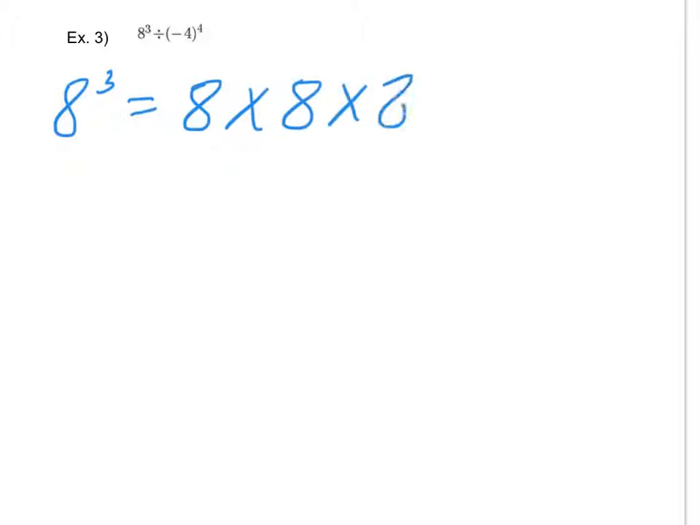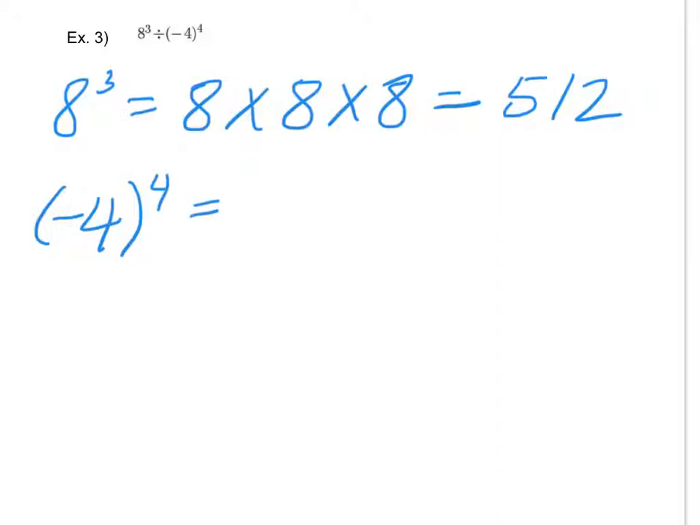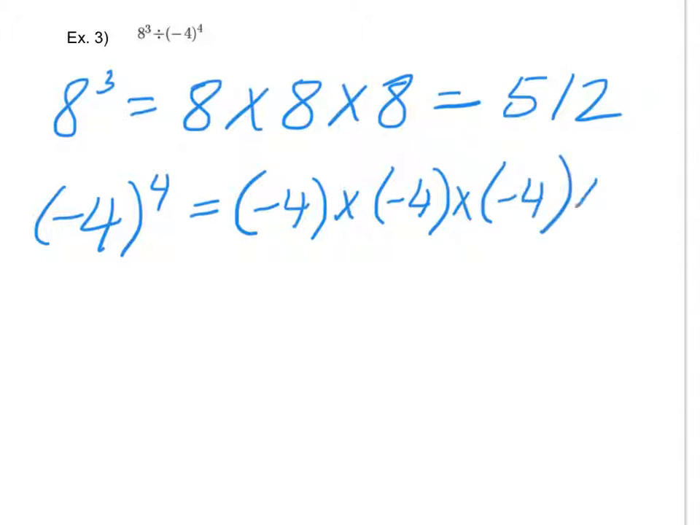Okay, let's look at this one. So what we've got here, 8 cubed is 8 by 8 by 8. So 8 times 8 is 64, times 8 is 512. Now be careful here, the minus 4 is in parentheses. So this means it's minus 4 to the power of 4. Okay, so the whole number, so it's minus 4 times minus 4 times minus 4 times minus 4.